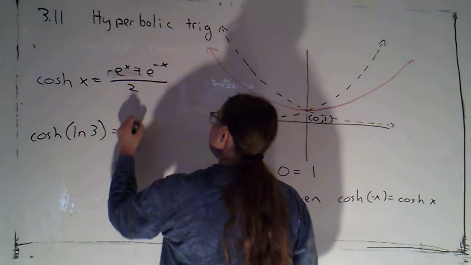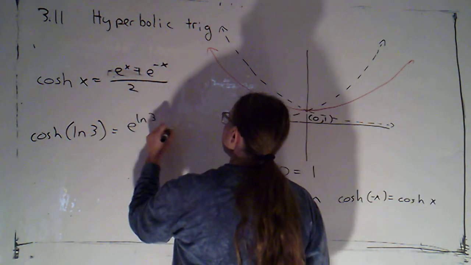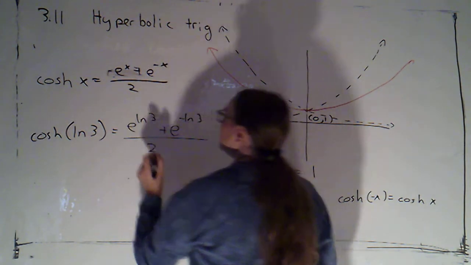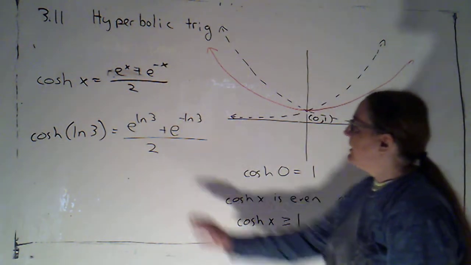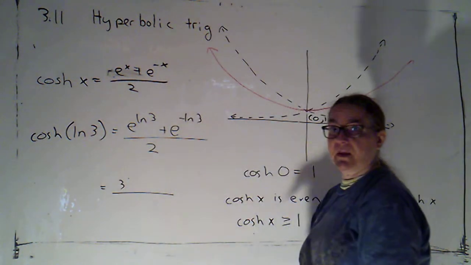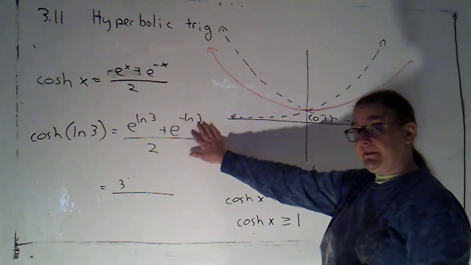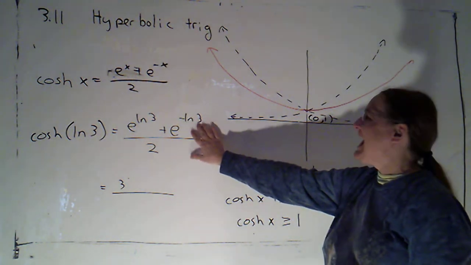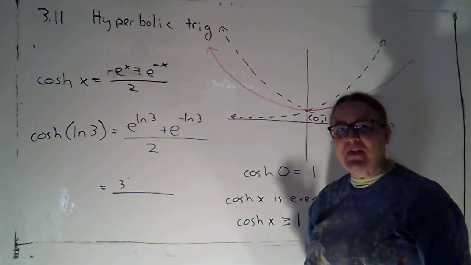That's going to be e to the natural log of 3 plus e to the negative natural log of 3, all over 2. e to the natural log of 3 is just 3. e to the negative natural log of 3 is not negative 3. Okay. e to any power, I know that's never negative.